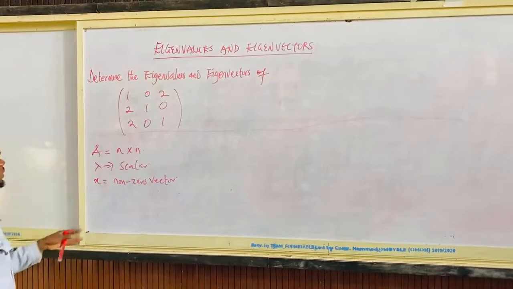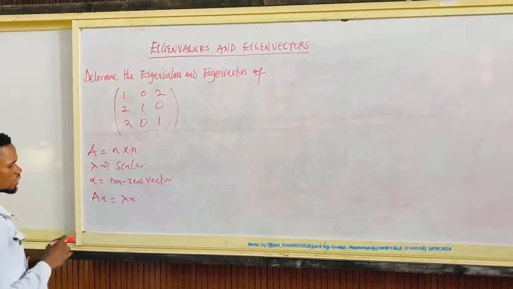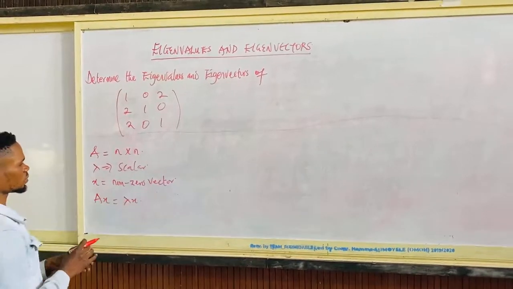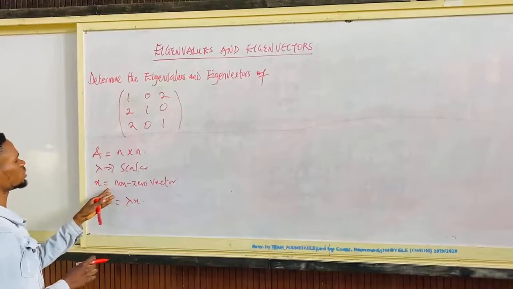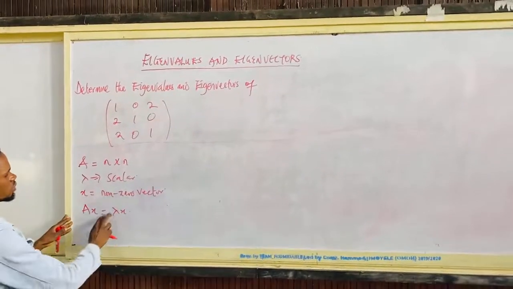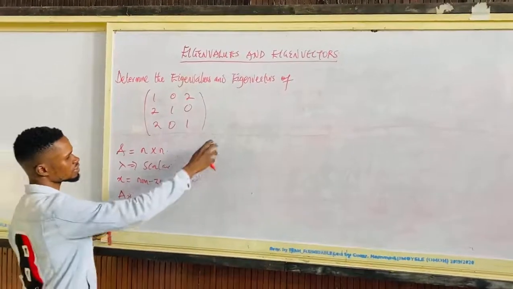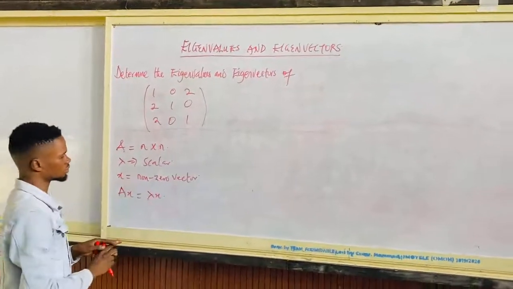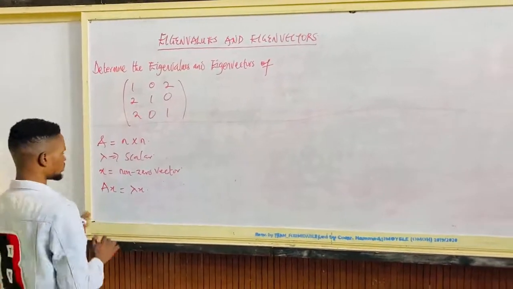So we can write Ax in terms of lambda x, and our x is what? A non-zero vector. After getting the value of the scalar, we can get the corresponding values of our eigenvector. And the eigenvector is what? A non-zero vector. So you should not get 0, 0, 0 in your eigenvector. So now, there's something we call the characteristic equation.